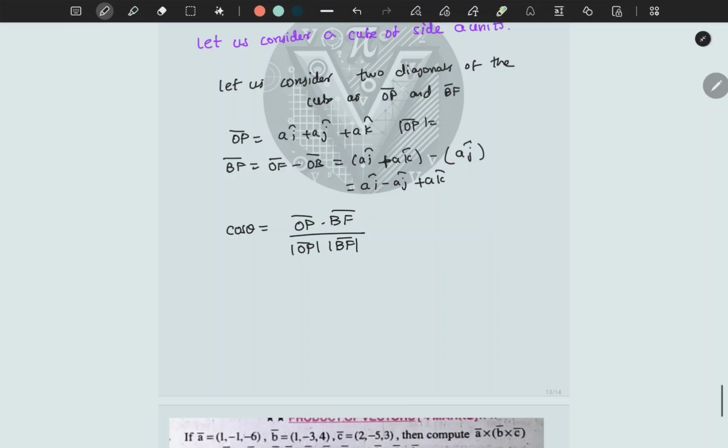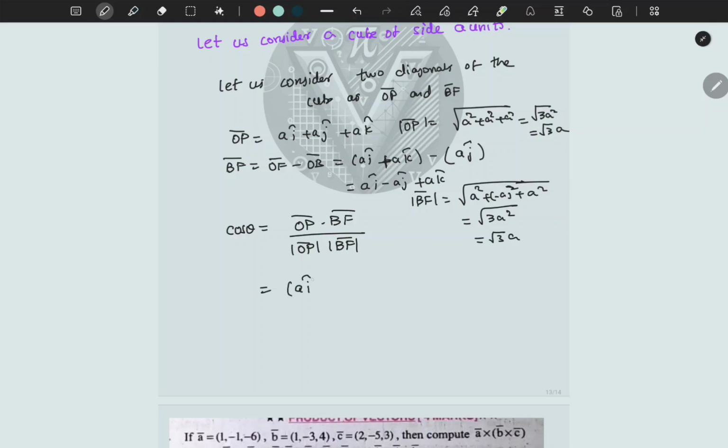So what will the magnitude of OP vector be? That will be under root a square plus a square plus a square, which will be under root 3a square, which will be root 3 times a. And what will the magnitude of BF vector be? Again same thing, a square plus this plus this. So it should be under root 3a square, which should be root 3a. So what is OP dot BF? We will write OP vector here as ai cap plus aj cap plus ak cap dot BF vector is ai cap minus aj cap plus ak cap. What is the magnitude of OP? It is root 3 times a. And what is the magnitude of BF? It is root 3 times a.